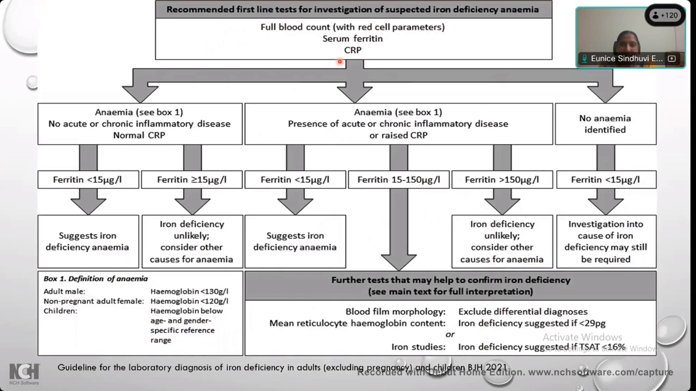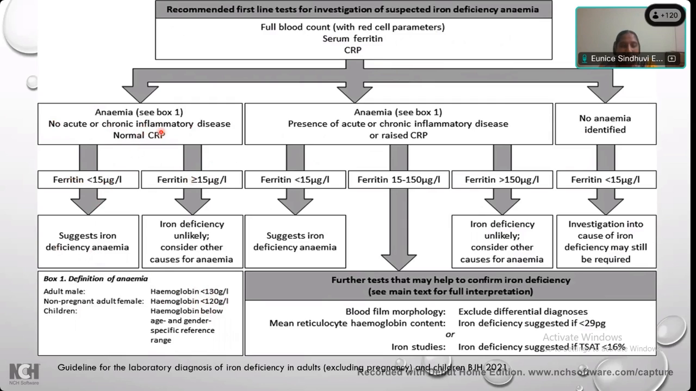So this is one of the recent guidelines for diagnosis of iron deficiency anemia. Previously, it has been with soluble transferrin receptors and other things. Now, what people are suggesting is to go with serum ferritin and CRP. If you do a full blood count with serum ferritin and CRP, you can have three scenarios. One is anemia, described as hemoglobin less than 13 in males and less than 12 in non-pregnant females. If there is no inflammatory disease with a normal CRP, and ferritin is less than 15, it suggests iron deficiency anemia.